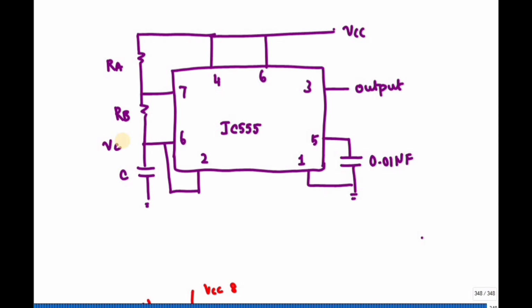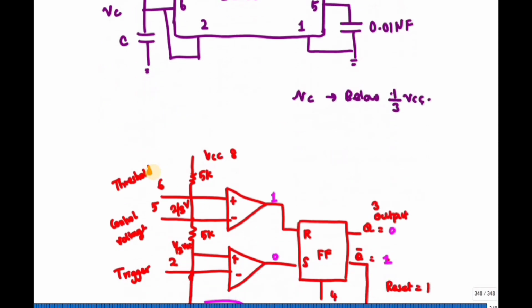Let me assume initially the capacitor voltage is below 1/3 of VCC, because it is a very small value. Let me assume the VCC value is 3, which means now it is below 1 volt.